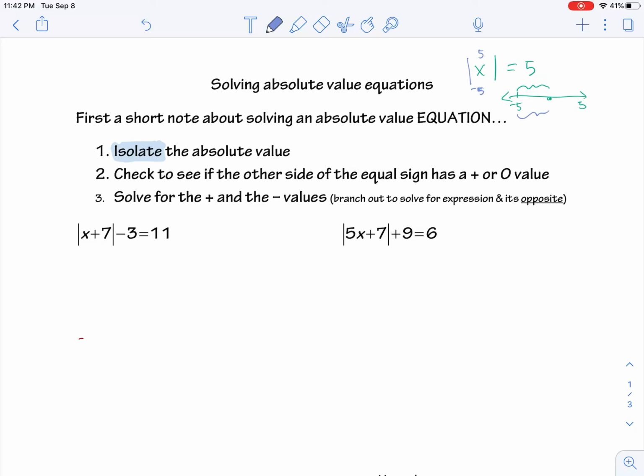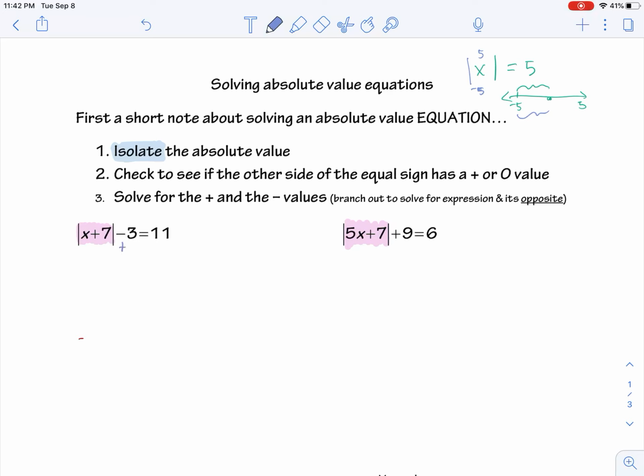Step 1 in solving an absolute value equation is that you need to isolate the absolute value. Step 1, you want to get the absolute value all by itself. Once you've accomplished that, then your next step is going to be to check and see if the other side of the equal sign has a positive or a 0 value.